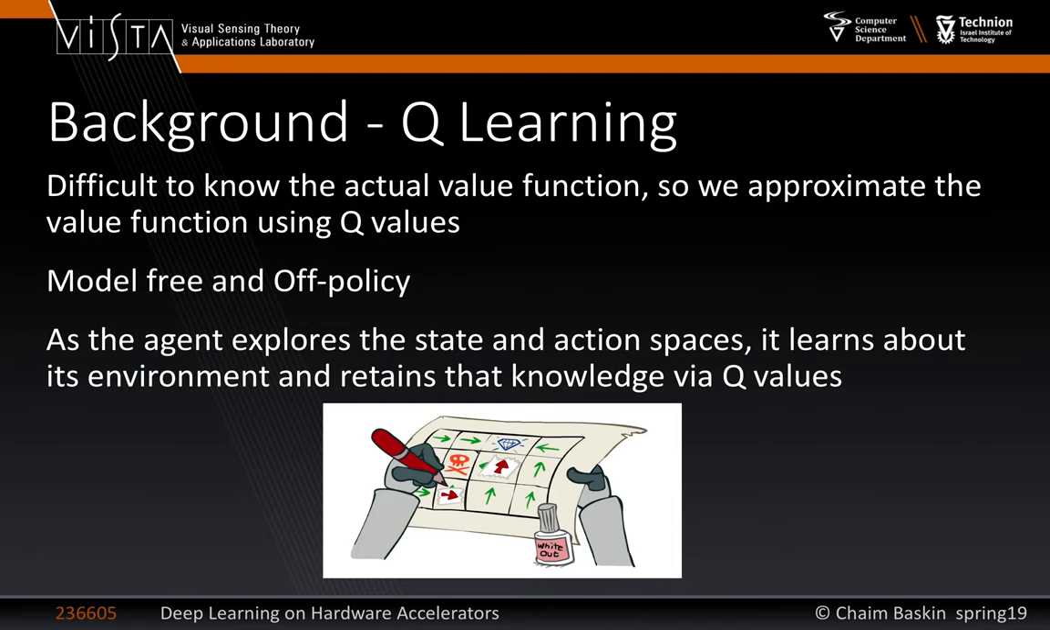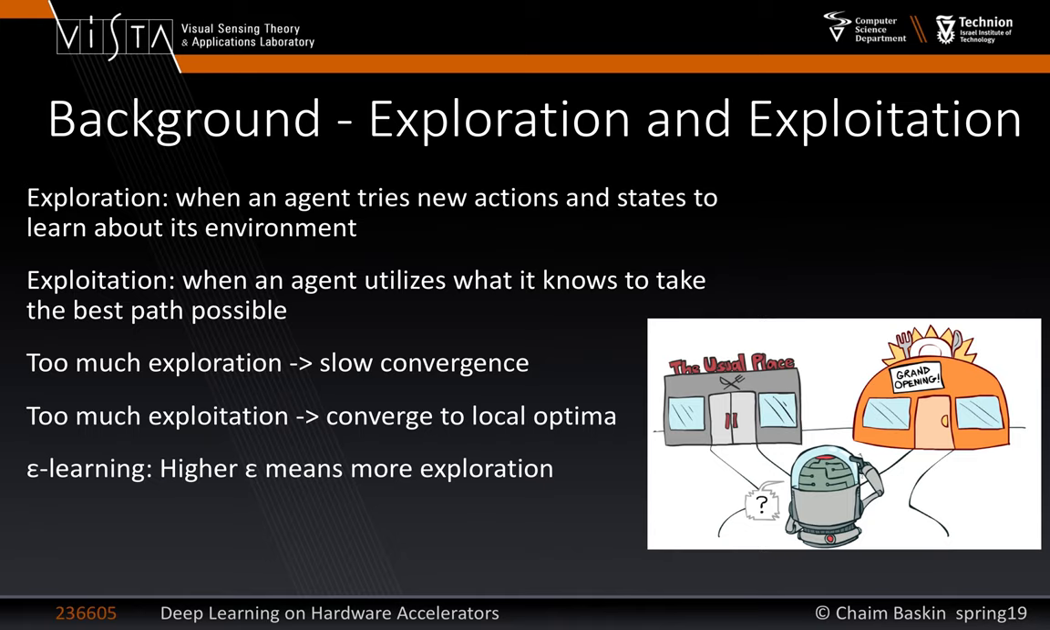The first one is value function optimization. This work will use Q-learning as a reference model for reinforcement learning AutoML. Our agent will explore the state and action space, learn the environment, and retain that knowledge via Q values. So we have our previous results from our model, and then we update our Q values according to our new results by choosing other blocks of our network.